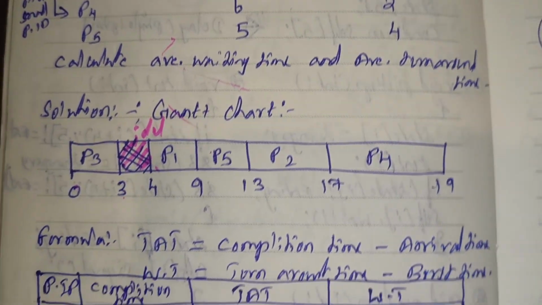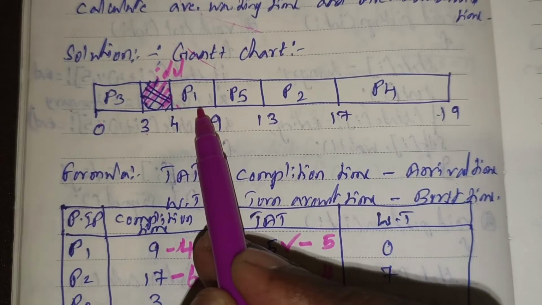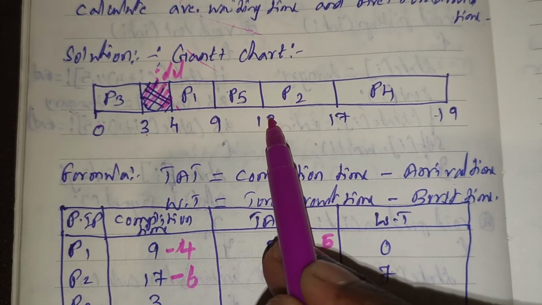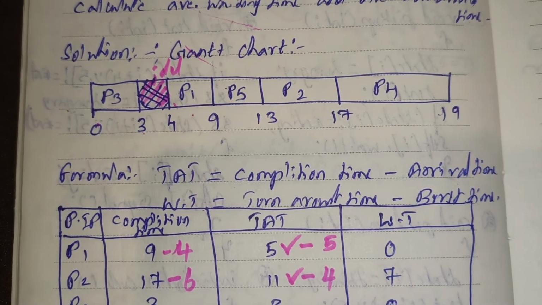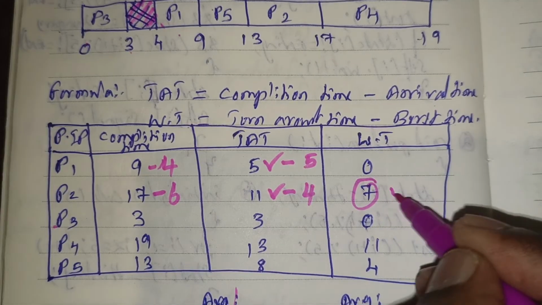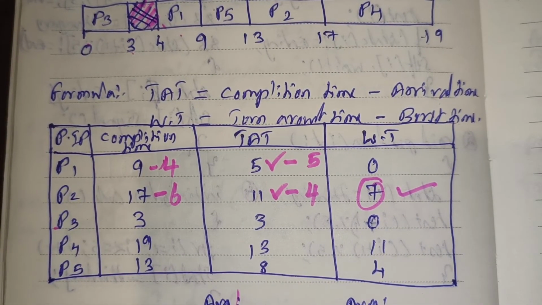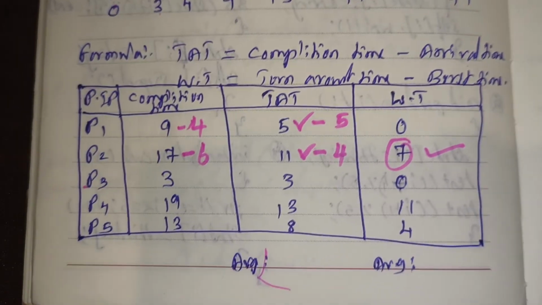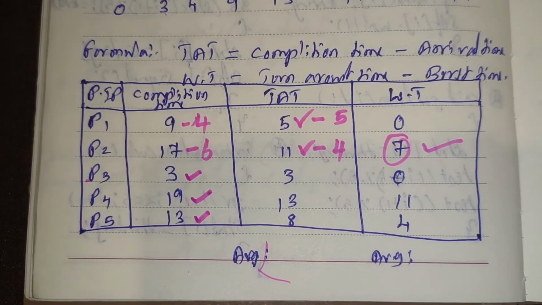Even though it arrived at 6, so 6 is somewhere here, for example, right? When does this P2 start executing? 13. Okay, if you calculate from 6 to 13, what is the answer you got? This one. So this is how I wanted to prove to you how long each and every process is waiting for the completion process, right? So I hope you are able to do this for P3, P4 and P5, right?